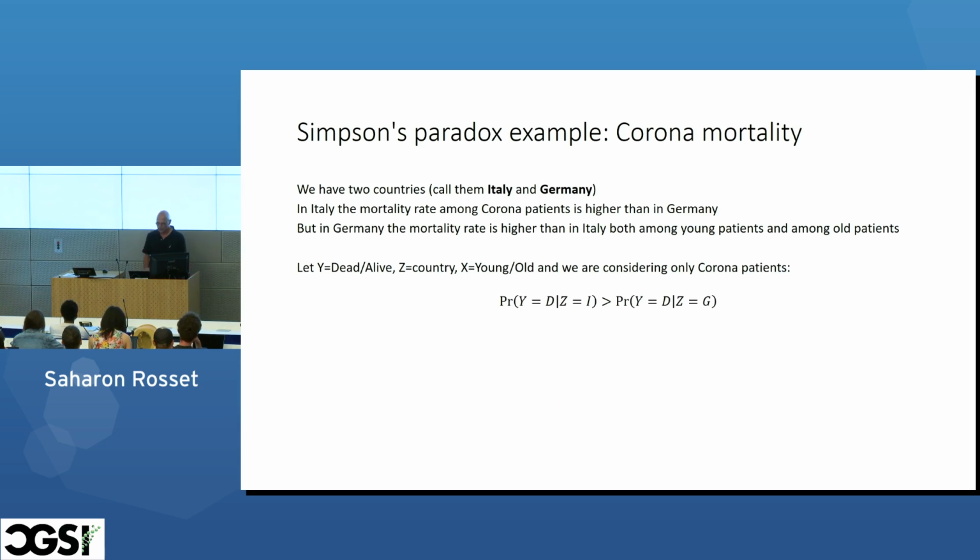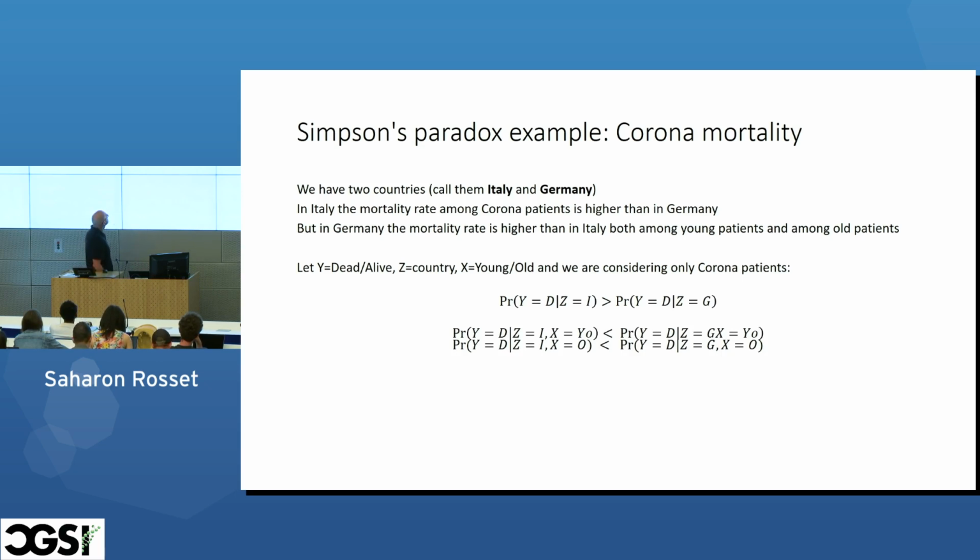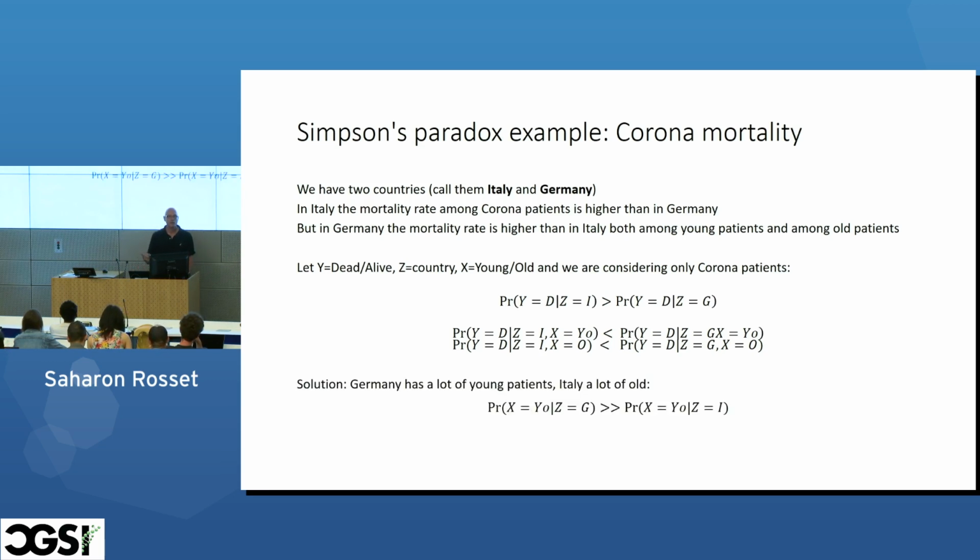And the statements we've made are that the probability of dying given that you're Italian is bigger than the probability of dying given you're German, and that the probability of dying given you're Italian and young is smaller than the probability of dying given you're German and young, and similarly for old people. The probability of dying given you're Italian and old is smaller than the probability of dying given you're German and old. And I think for this example, it's pretty easy to see what would cause this phenomenon: young people get sick in Germany and old people get sick in Italy. So if most of the patients in Italy are old, and we know that the death rate among old is higher, and most of the patients in Germany are young, there's no contradiction at all in any of these statements.